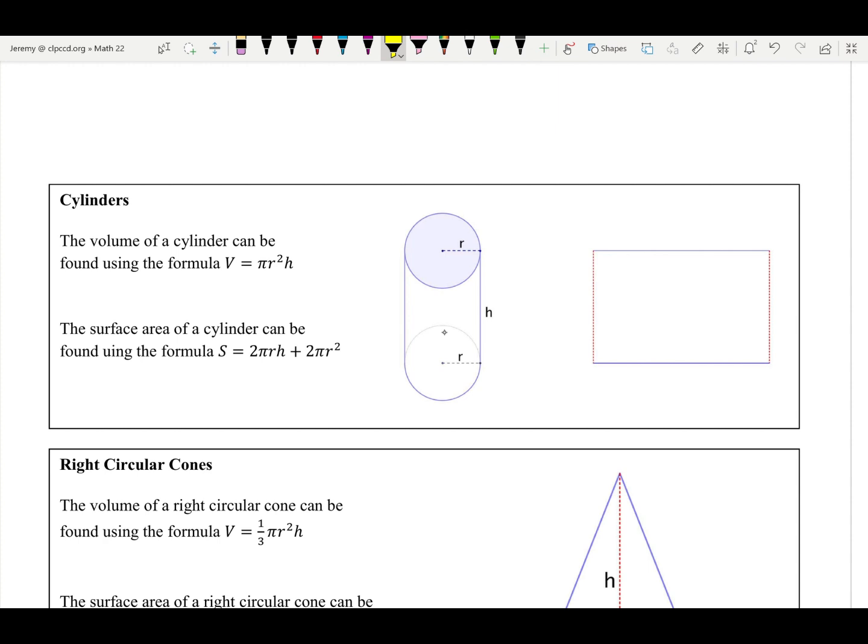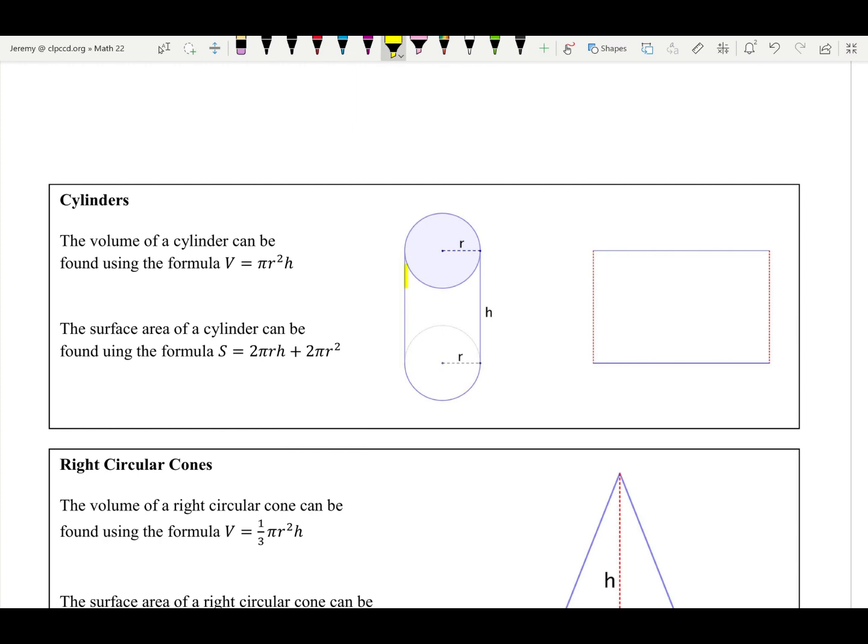So what do we have here? We have the surface on the top, right, which is circular. So what's the area of that surface on top? Pi r squared. How many of those do we have? We have the top and the bottom. So we have 2 pi r squared. That's where that second term in the formula came from.